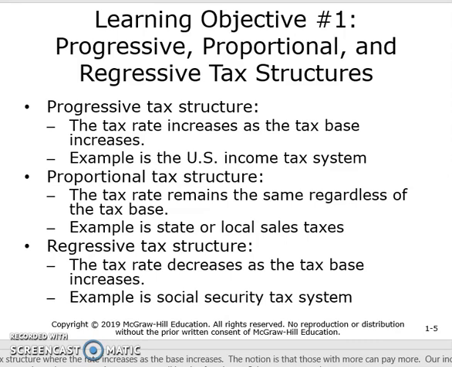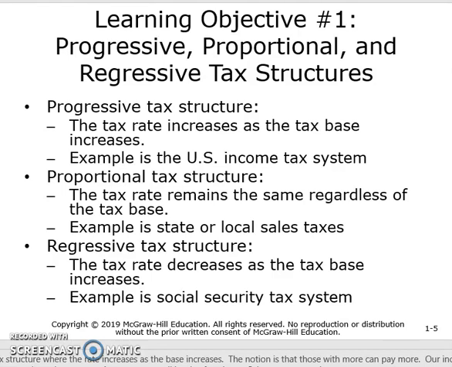Next, we have the proportional tax structure. In this structure, the tax rate is going to remain the same regardless of the tax base. So an example of this is our state or local sales tax. You're going to pay the same rate of tax regardless of whether you make a $10 purchase or a $10,000 purchase.